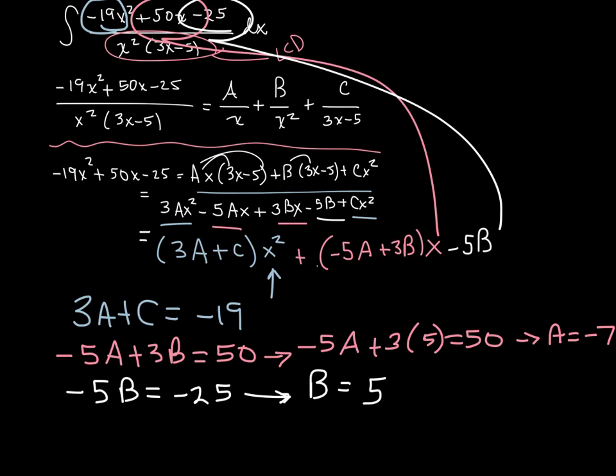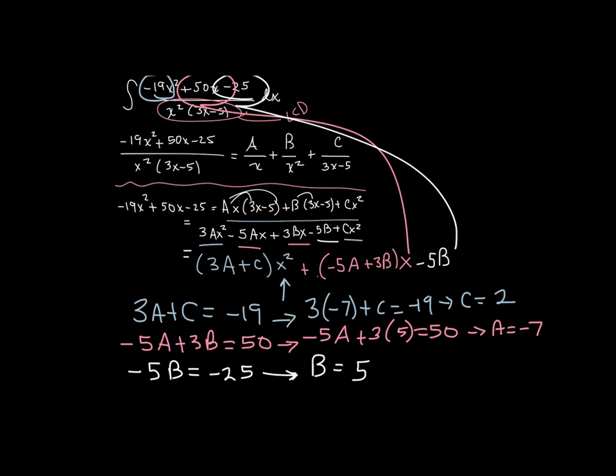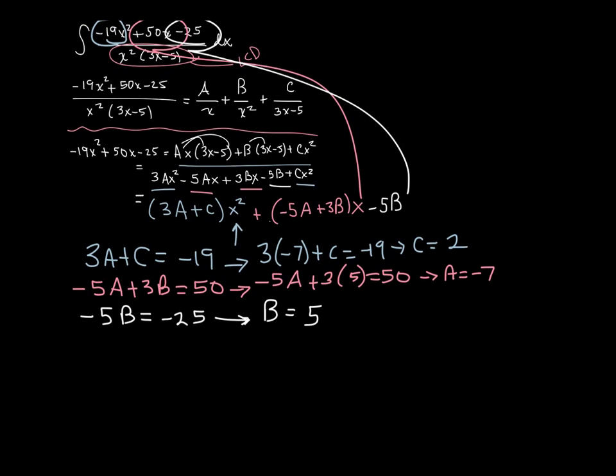And then finally up here, I can solve for C, because then I'm going to have 3 times A, where A is negative 7, plus C equals negative 19. So I have negative 21, so I move it to the other side. Negative 19 plus 21, I get C equals 2. So this gives me all of my values that I need, meaning C equals 2, A equals negative 7, and B equals 5.